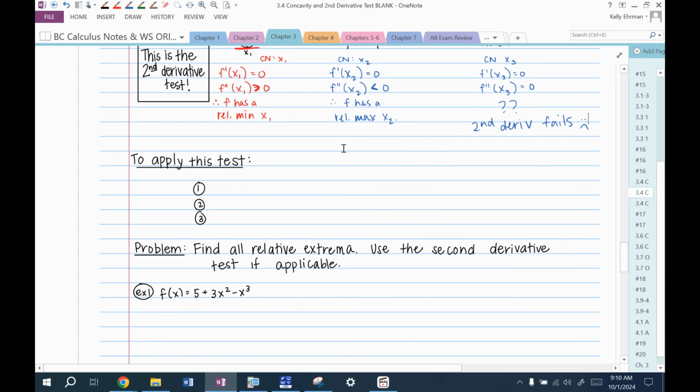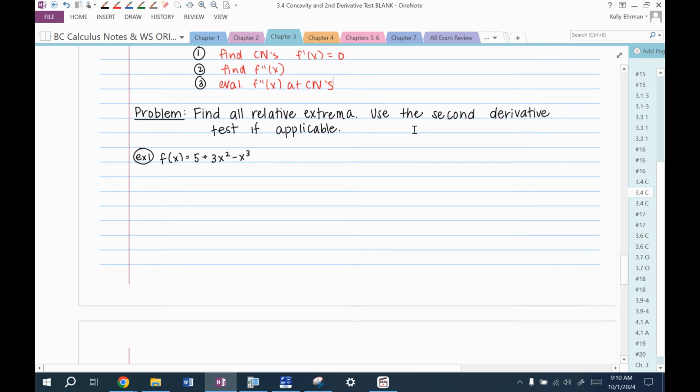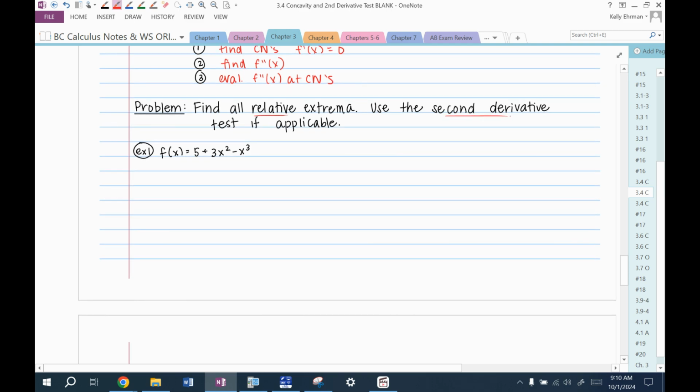Okay, apply the test. So first step is find critical numbers, which is where f prime of x is equal to 0. Or I guess undefined, but if f prime is undefined, then f double prime will be undefined. So just where f prime is equal to 0. And then we're going to find f double prime of x. And then we're going to evaluate f double prime of x at the critical numbers and draw our conclusion.